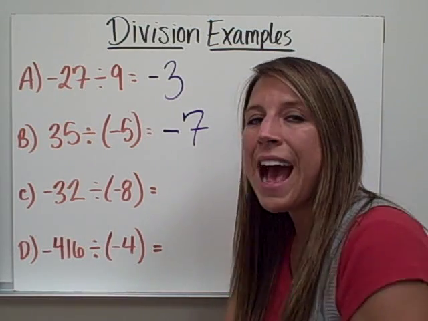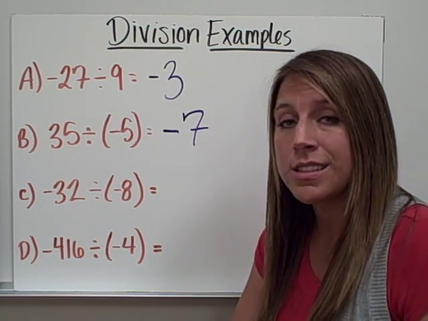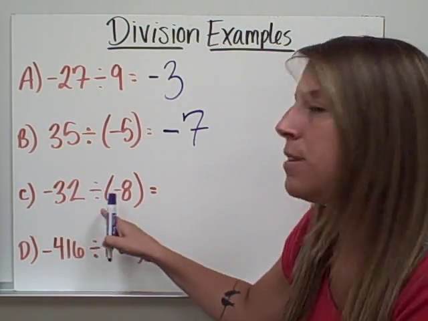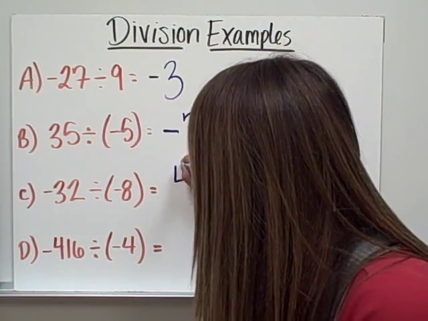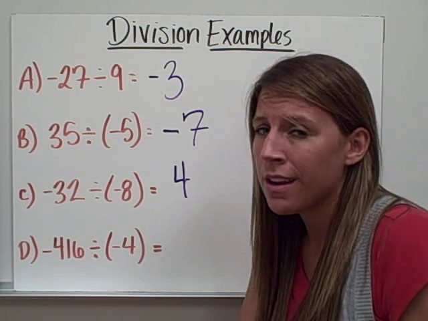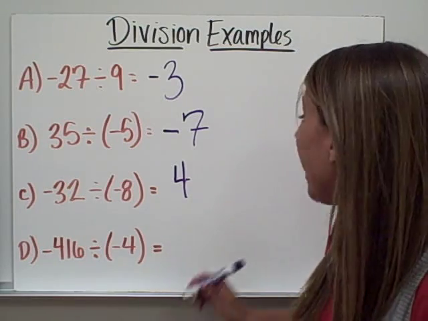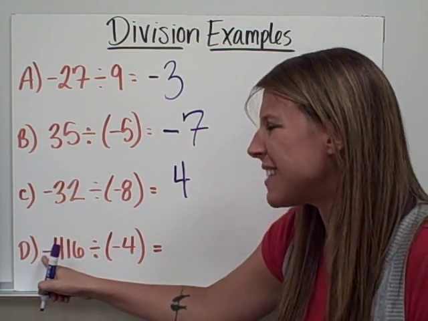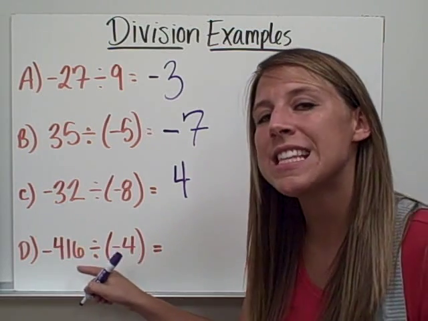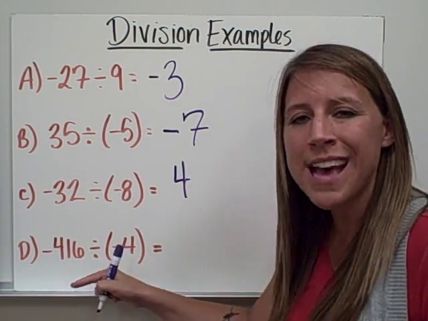Moving on to example C, I have negative 32 divided by negative 8. Well, 32 divided by 8 is 4, and my signs are the same, so my answer is positive. Negative 32 divided by negative 8 is positive 4. And lastly, I have negative 416 divided by negative 4. This isn't something that I can simply throw together with my memorized division facts, so I can come over to the side and first notice that it's a negative divided by a negative. Well, when I look at a negative divided by a negative, I see that the signs are the same, so I know my answer is going to be positive, so I don't have to worry about the signs when I come over to the side to do my work.